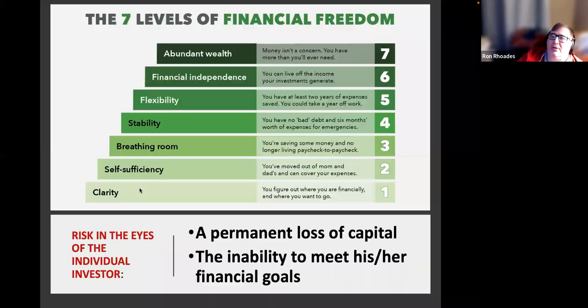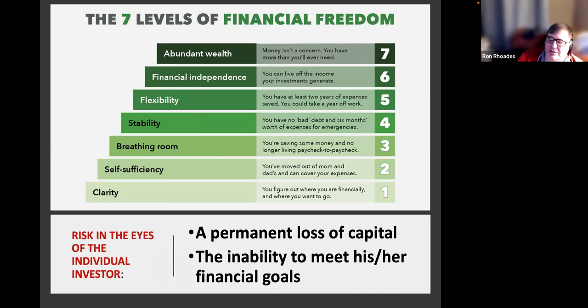Right. So when you talk about investors and risk, you really don't talk about risk in terms of volatility, which is the up and down movement of prices. What investors are concerned about is, am I going to lose my nest egg? Am I going to lose my investments? Am I going to meet my financial goals?